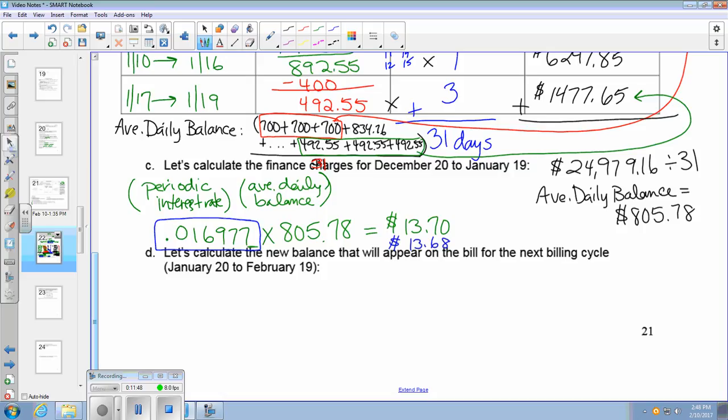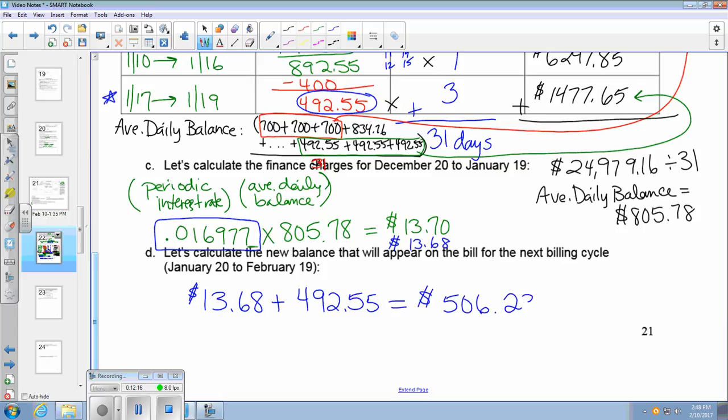All right, so last step, part D, let's calculate your new balance that's going to appear on the bill for the next billing cycle. So remember, we've got our finance charge. I'm going to use the more exact value of $13.68 plus an ending balance. Go back up to your table to check this. So up here is the last 3 days. Here is the end balance. How much was left on your credit card at the end of that period? Altogether, you're now going to owe a total of $506.23. So keep in mind, again, this piece here is your finance charge.